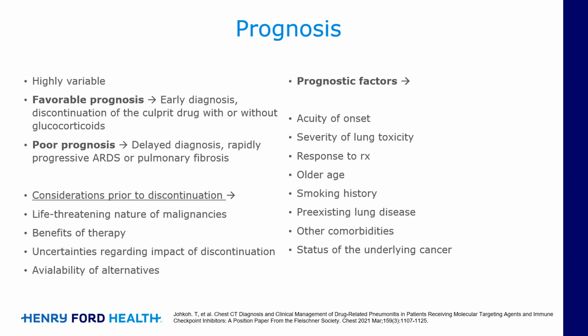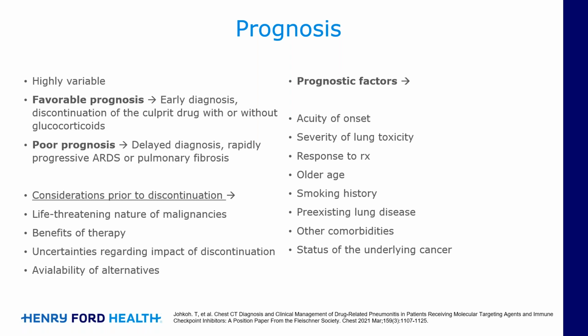So that needs to be considered, because the benefits of continuing drugs are really important. And also the uncertainty that comes along with discontinuing, and what the impact of discontinuation of these drugs will be, is difficult to say. And sometimes we don't really have a lot of alternatives either. So all of these things need to be weighed. The risks and benefits of discontinuation need to definitely be weighed. So overall, there are a lot of things that go into understanding the prognosis.